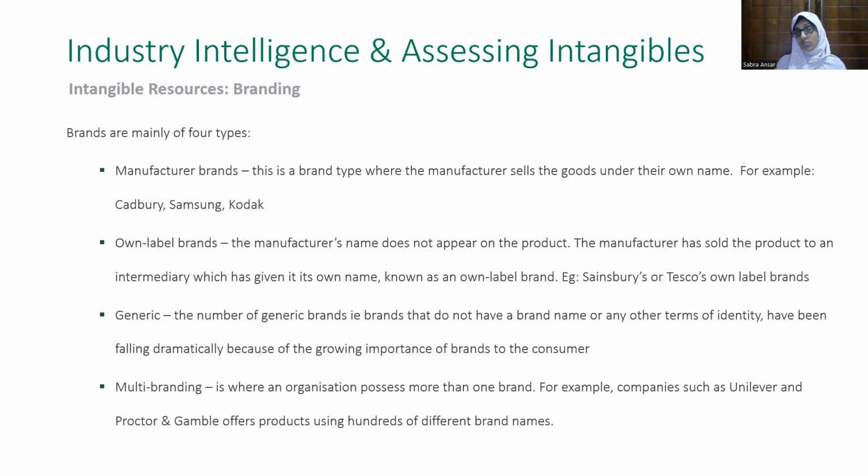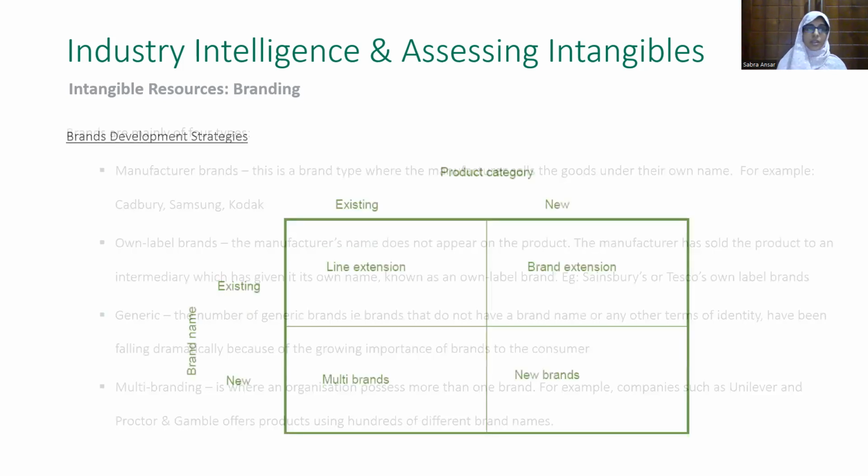Generic. What is generic? Generic brands are brands that do not have a brand name or terms of identity, and their number has been falling dramatically because of the growing importance of a brand to the customer. Multi-branding is where an organization possesses more than one brand. For example, take Unilever or even Procter & Gamble. Doesn't it have a lot of different brand names under its wing? So this is called multi-branding.